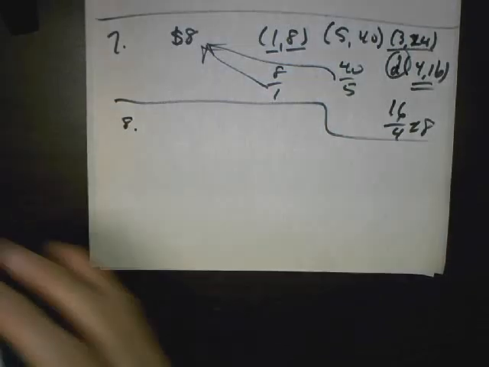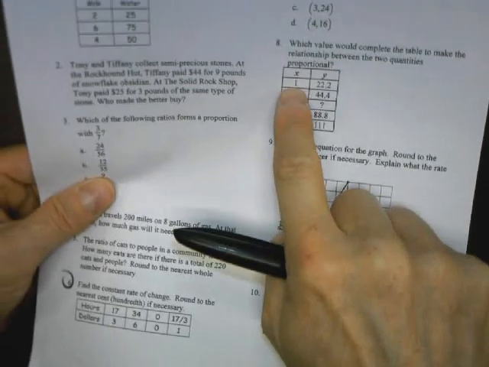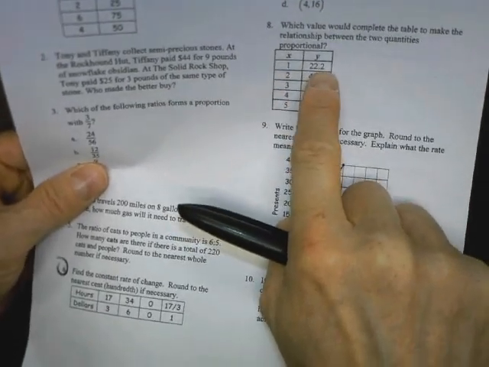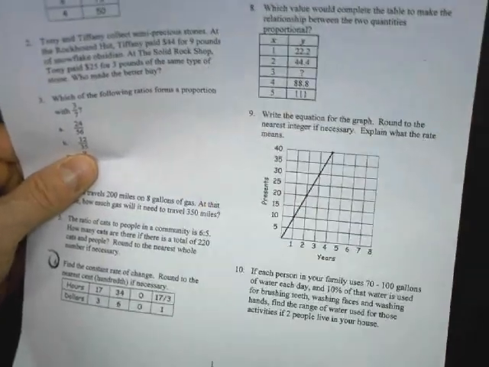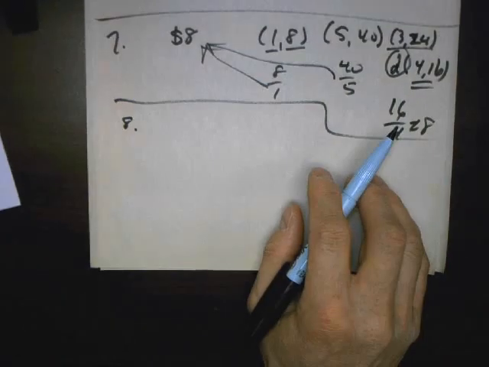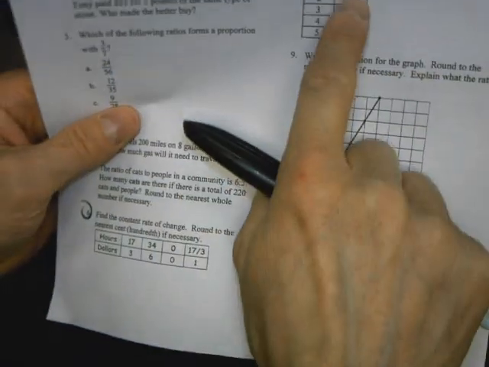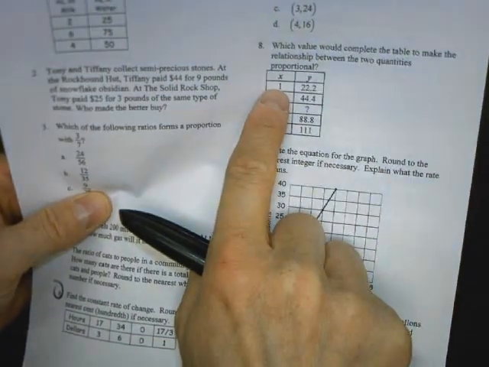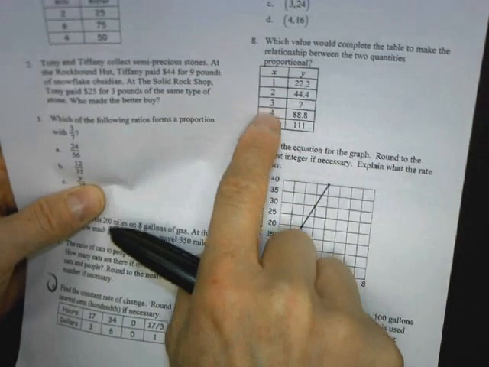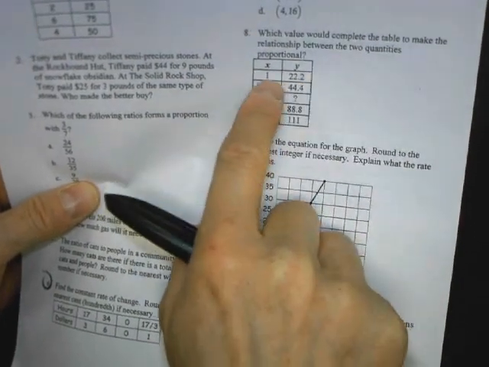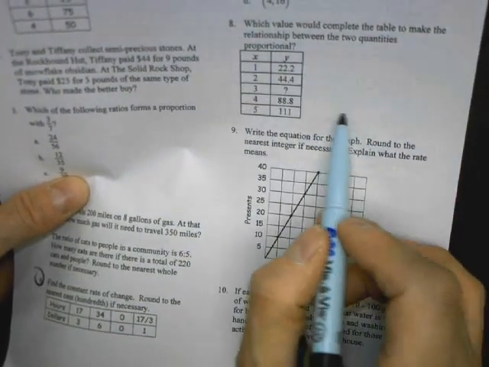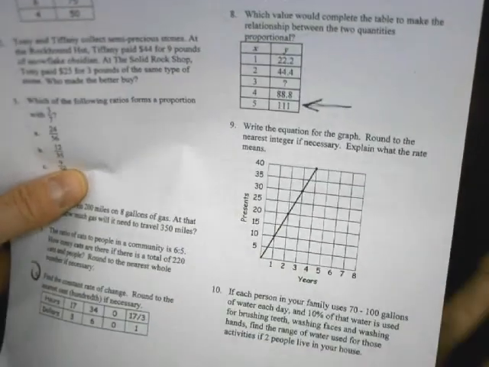Which value would complete the table? So we have this table right here, and they say it's proportional, meaning this y over x will equal all of these y over x's. They're all the same. You always want to pick the one with 1 because it's less work. But I'm going to pick a different one because they might give you a table sometime that doesn't have a 1. So I'll just go ahead and pick the hardest one. I'll pick the last one.